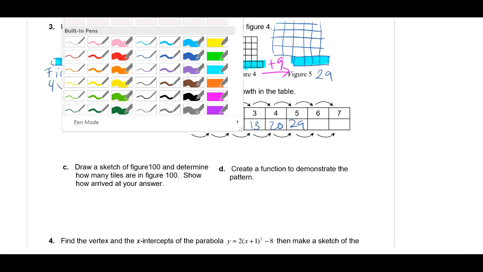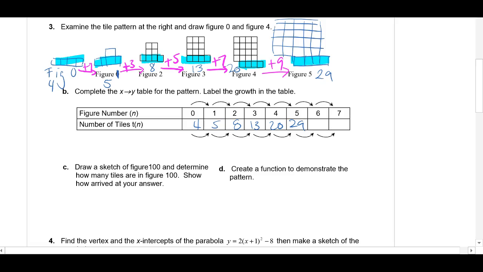Well, let's look at our pattern again. Again, we had plus 1, then plus 3, then plus 5, then plus 7, then plus 9. So that's plus 9. Then that must mean this is plus 11 and plus 13. So then 11 plus 29, 40. 40 plus 13, 53. So there's the rest of our table.